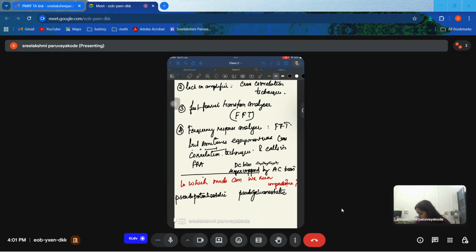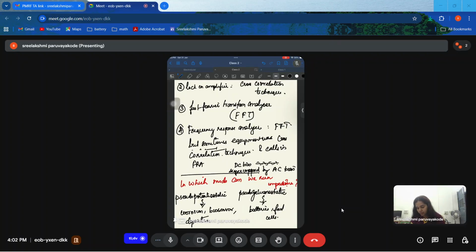So this technique is used in corrosion, biosensor, and deposition techniques. And this one is used in batteries, fuel cells, etc. So this is about the modes in which we can run the experiment.